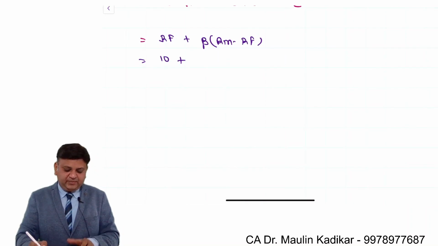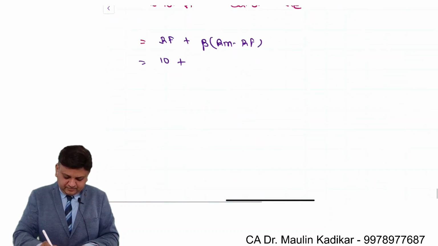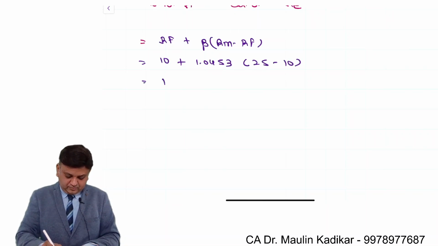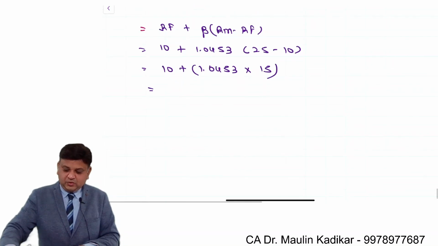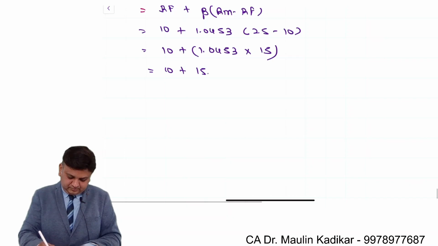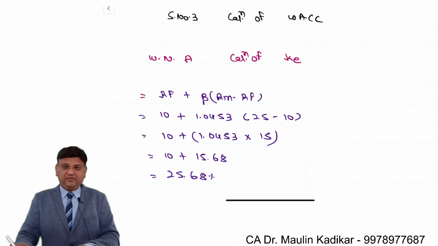10 plus, what is beta? Beta is 1.0453. What is RM? It is 25. What is RF? It is 10. 10 plus 1.0453 into 15. So 1.0453 into 15, that is 15.68, that is 25.68. That is the way the cost of equity is found.